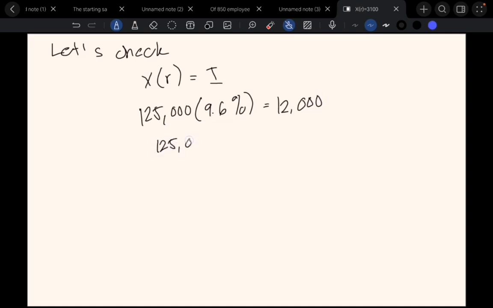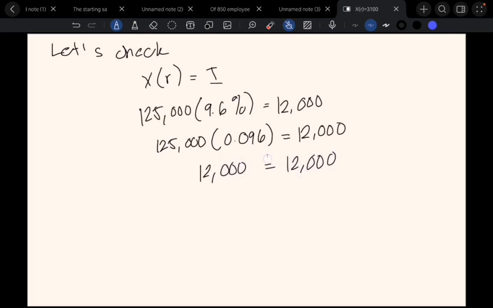So 125,000, again moving the decimal places two to the left, that's 0.096, equals 12,000. And we have 12,000 equals 12,000. So our solution and our formula are correct.